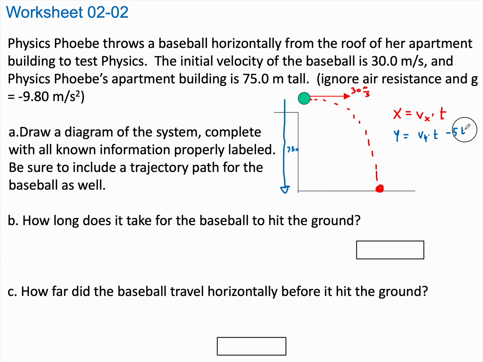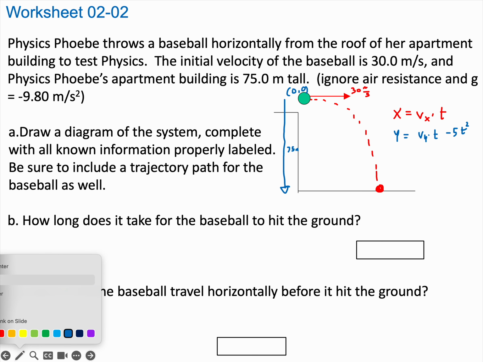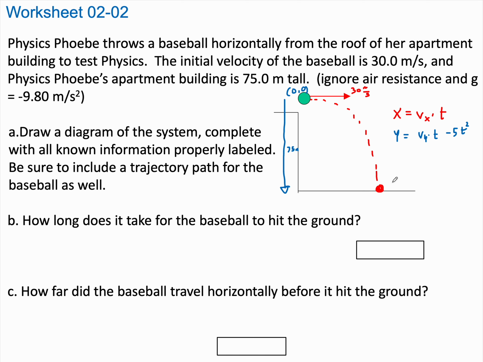Well, what do we know about this situation? Well, in this case, remember we always make this position the origin. And then what do we know about the position where it hits the ball? You might say, well, we don't know anything. We don't know anything about this. Well, we actually do know one thing. Its y position at this point is going to be negative 75 meters below where it started, and we have to figure out what time it's going to hit.